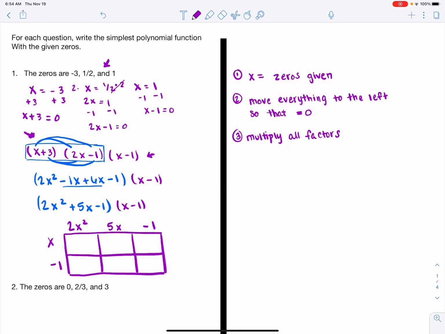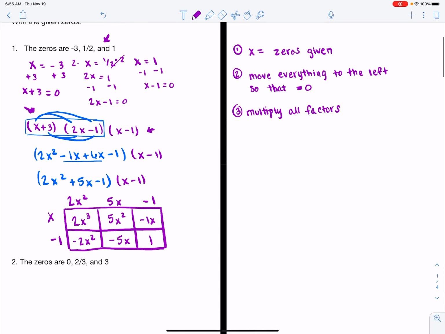Okay, now to fill in the box, I'm going to multiply. So this first box is going to be 2x squared times x. That's 2x cubed. 5x times x is 5x squared. -1 times x is -1x. 2x squared times -1 is -2x squared. 5x times -1 is -5x. And -1 times -1 is +1. Okay, now I'm going to combine like terms.